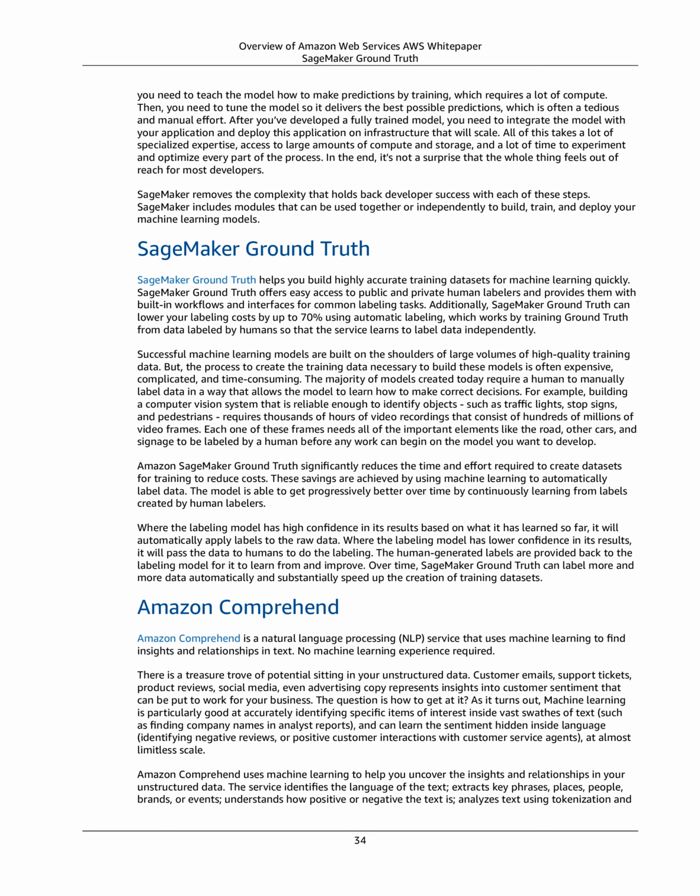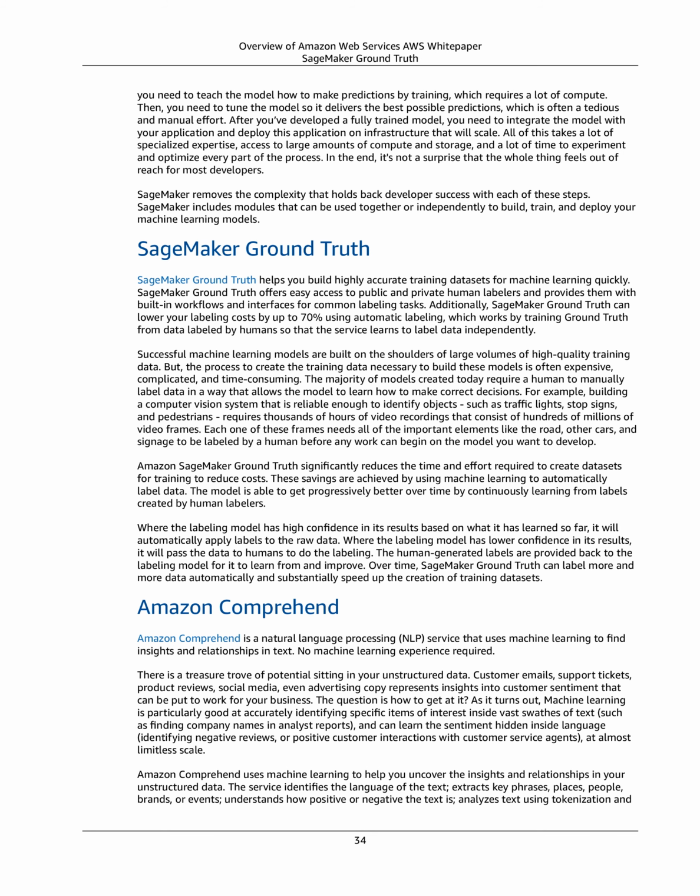Amazon Comprehend. Amazon Comprehend is a natural language processing (NLP) service that uses machine learning to find insights and relationships in text. No machine learning experience required. There is a treasure trove of potential sitting in your unstructured data. Customer emails, support tickets, product reviews, social media, even advertising copy represents insights into customer sentiment that can be put to work for your business. The question is how to get at it?